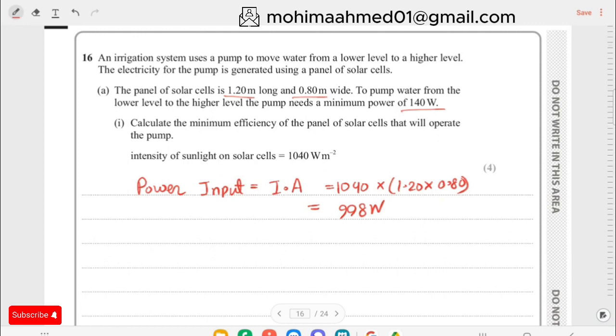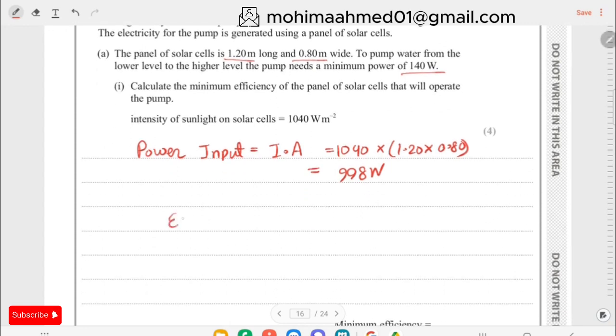Like the minimum power. So what is the efficiency of it? You can find this out by using the efficiency equation: energy output by energy input. Energy output was 1040, energy input was 998, multiplied with 100%, and that is 14%. So out of the 100%, only 14% is efficient in doing the work.